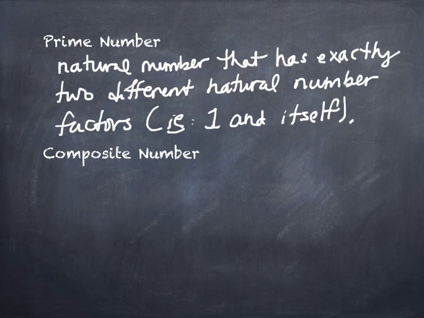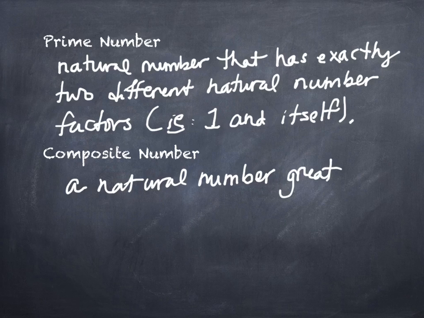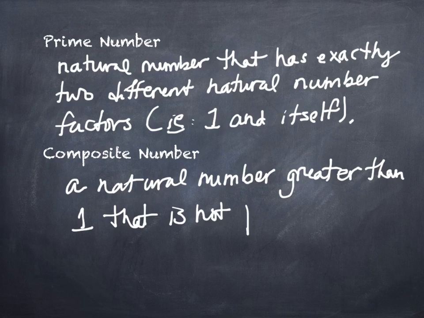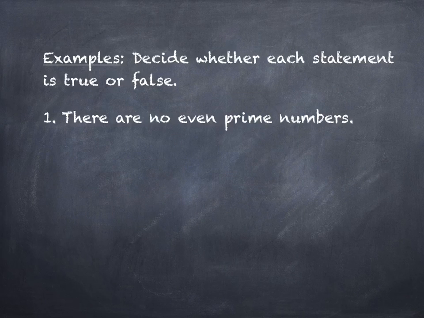Now, a composite number is a natural number greater than 1 that's not prime. And thinking along that idea, that means it has some other factor besides 1 and besides itself. So you could be thinking of the number, for instance, like 9. 9, of course, has factors 1 and itself, but it also has a factor of 3. All right, so we're going to take a look at some true-false questions about these ideas.